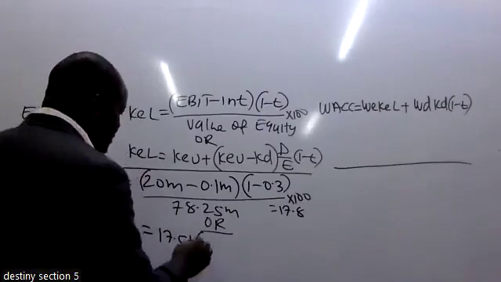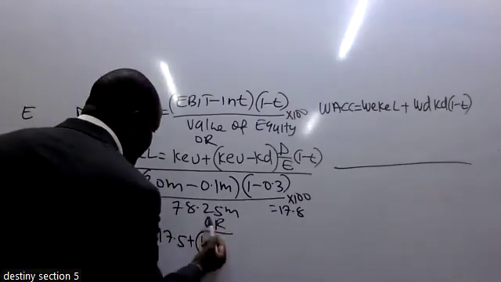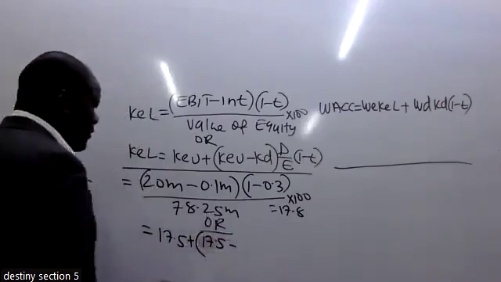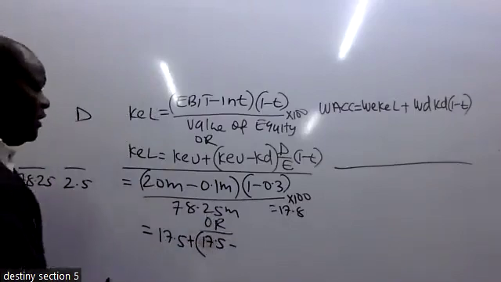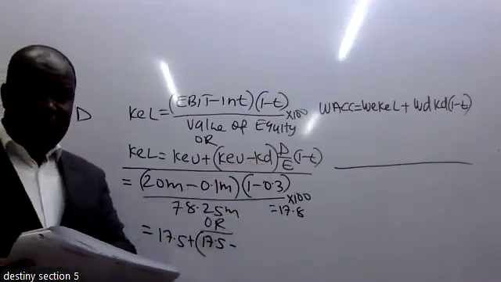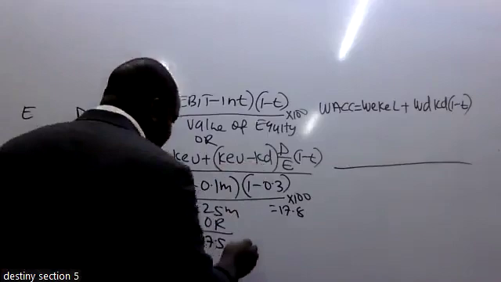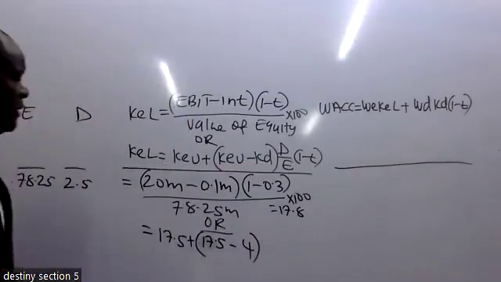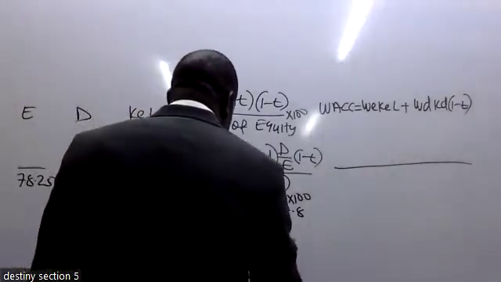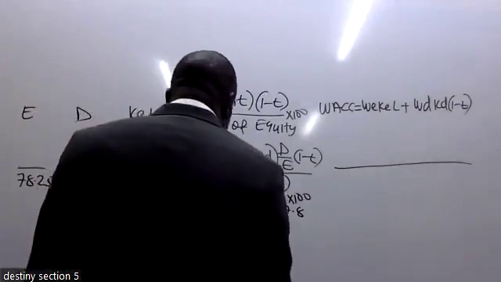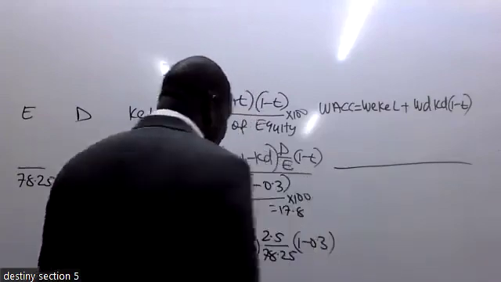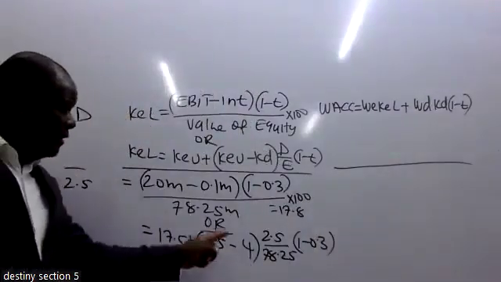Then we add also 17.5. We also subtract. So KD is the interest rate, which is 4%. You see, when it is 2.5, it is 4%. So you minus 4, then D over E. D is 2.5 million. So E is 78.25. Then 1. So I want you to confirm whether this figure is the same as this.